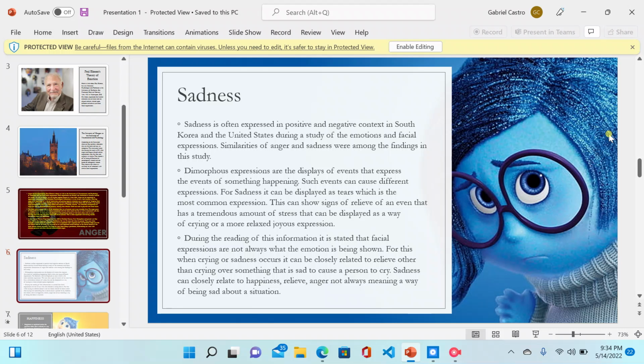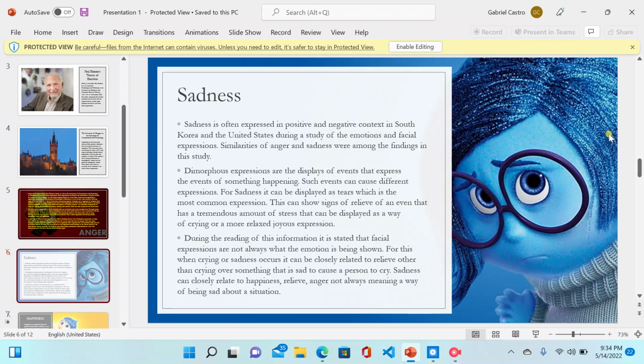For sadness, it can be displayed as tears, which is the most common expression. This can show signs of relief, or it can even show a tremendous amount of stress that can be displayed as a way of crying or a more relaxed, joyous expression.